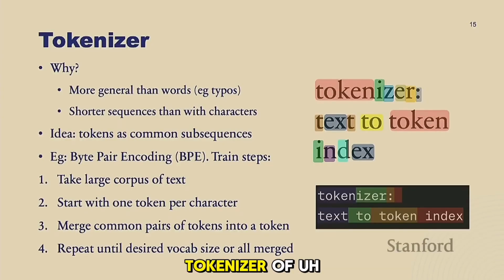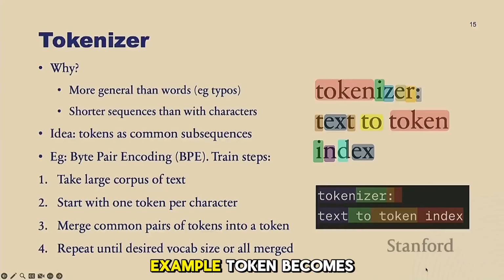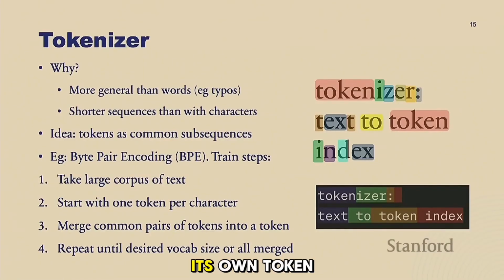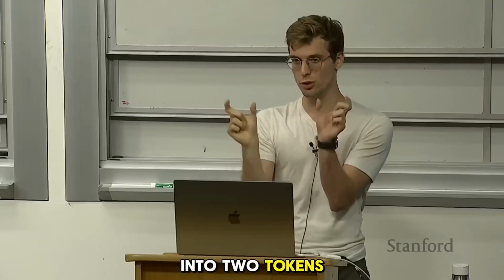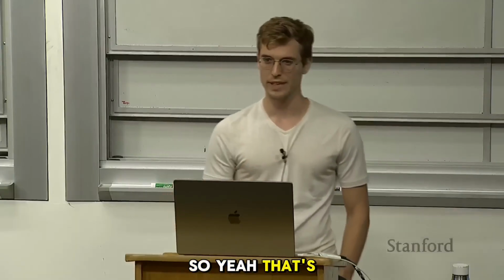In reality, you do it on much larger corpuses of text. And this is the real tokenizer of, I think, GPT-3 or ChatGPT. Here you see how it would actually separate these words. Basically, you see the same thing as in the previous example. Token becomes its own token. So tokenizer is split up into 2 tokens, token and izer. So yeah, that's all about tokenizers. Any questions on that? Yeah.